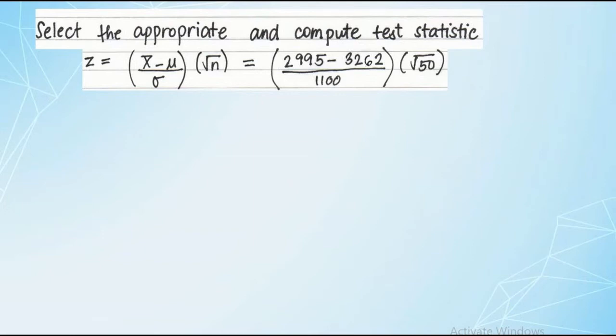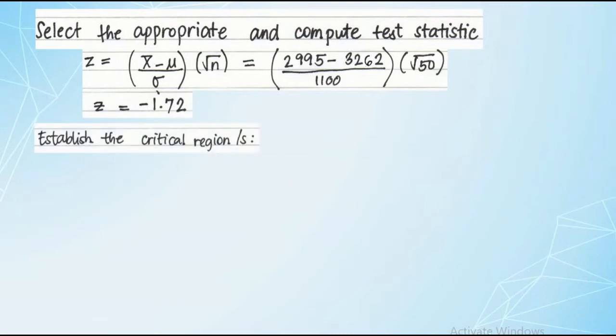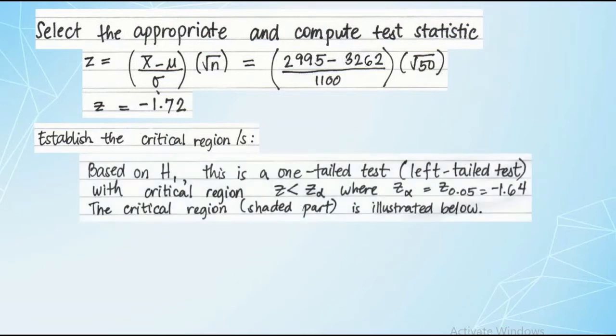So that is 2,995 minus 3,262 over 1,100 divided by square root of 50. So z is equal to negative 1.72. Let's establish the critical region or regions. Based on the alternative hypothesis, this is a one-tailed test, or the left-tailed test, with critical region z is less than z alpha, where z alpha is equal to z 0.05, which is equal to negative 1.64. The critical region or the shaded part is illustrated below.